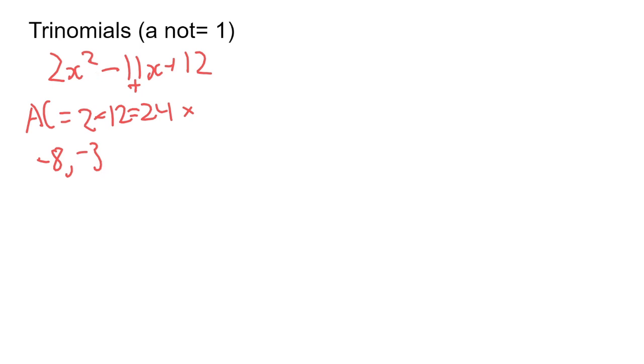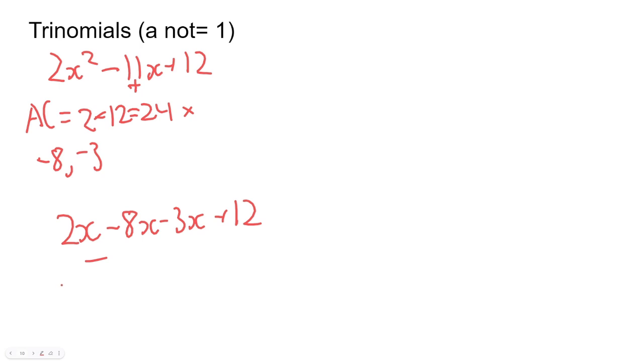And now, instead of immediately putting in the brackets, we do this. We split up the minus 11x to be minus 8x minus 3x plus 12. Since minus 8 minus 3 gives you minus 11, this is the same thing as that. Then you want to take this part and factorize it like a binomial, and take this part and factorize it like a binomial.